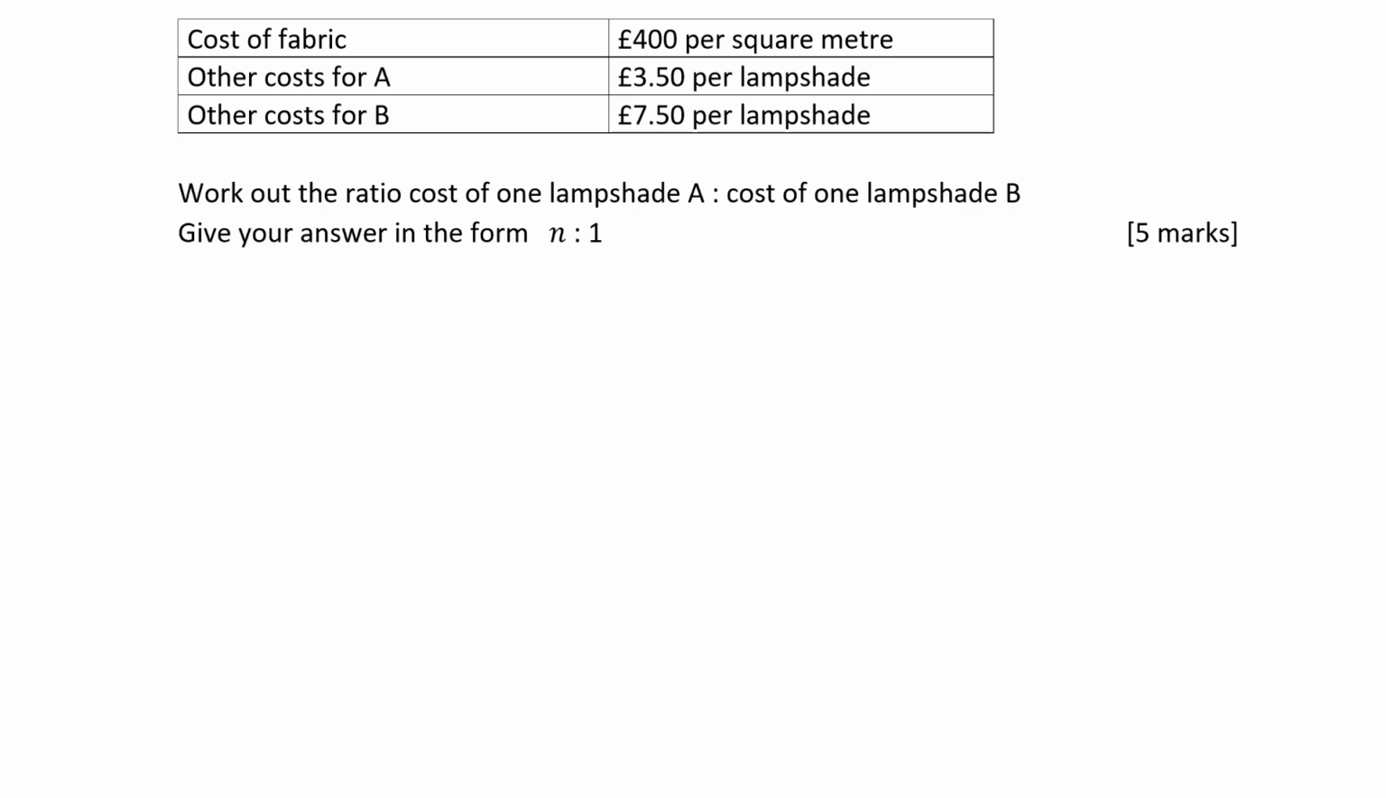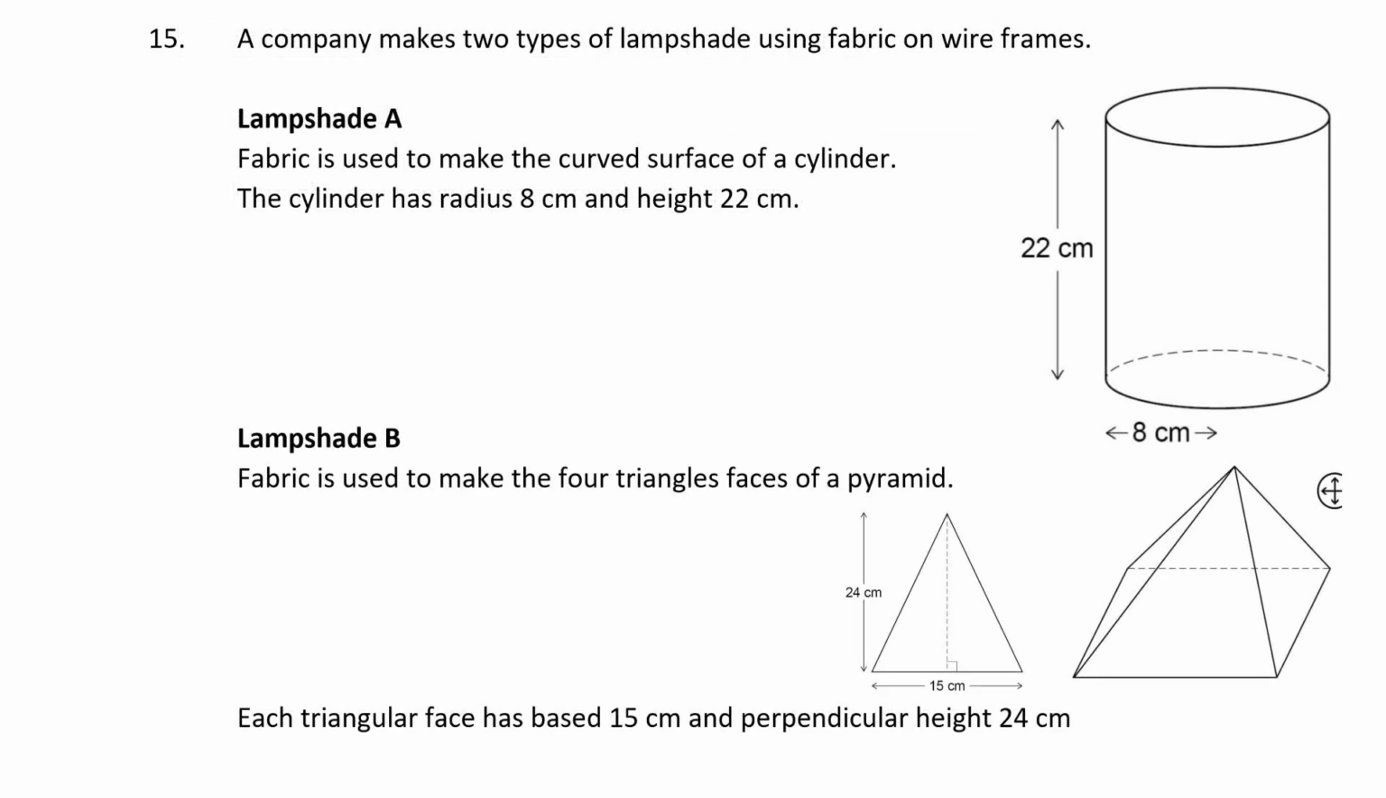So what do we need to work out? We need to work out how much material is used in both lampshades. From there we can work out the cost of the material, then we can add on the extra costs for each lampshade and come up with the total costs, and then we can make a ratio out of those two things. Quite a lot of work to do here for our 5 marks. Let's go back up to lampshade A. What is the area of the curved surface of a cylinder equal to? Do you remember?